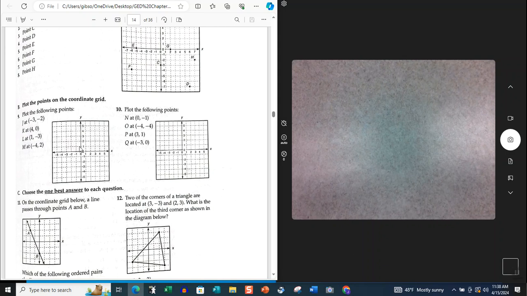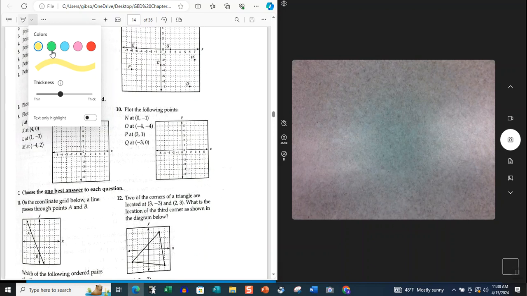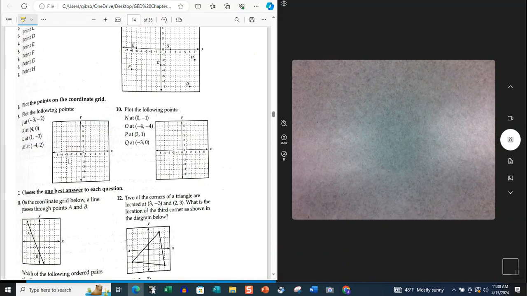Now, let me see if I could do this here. See if I could do this with this marker. All right, let's see. I want this to be thin, and I think yellow would stick out. Let me see if I can get it even thinner. All right, so with that being said, let's go here. They want us to plot, oh, you know what? We're supposed to write the letters on here, so I'm going to just have to draw this out.